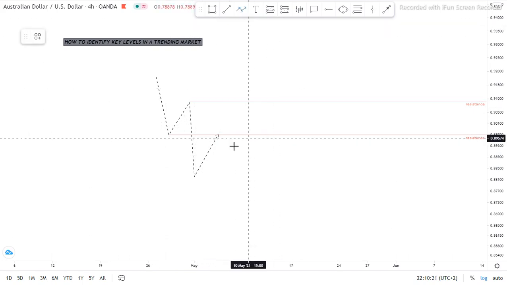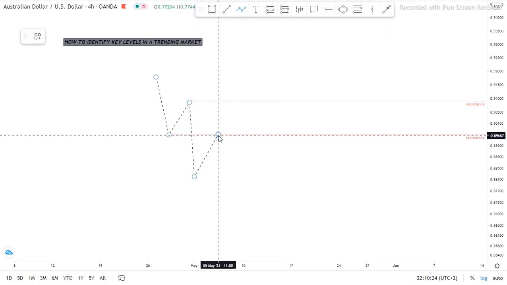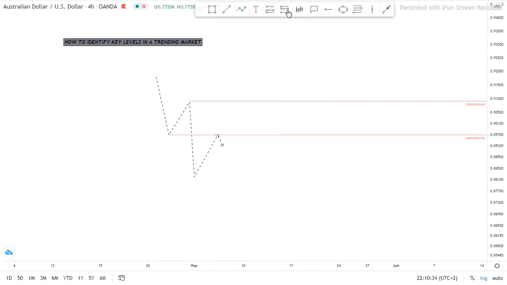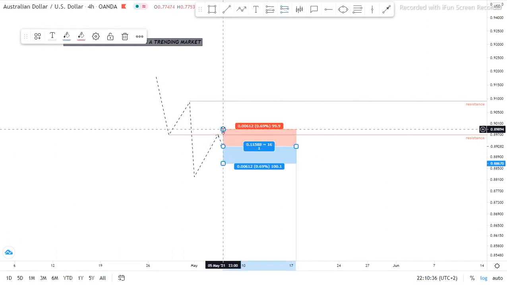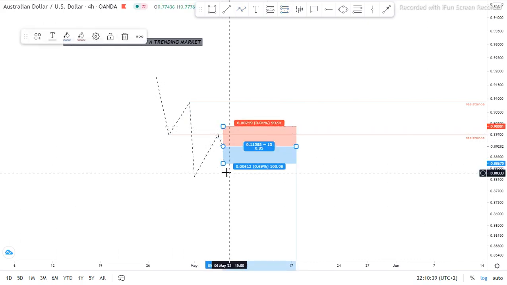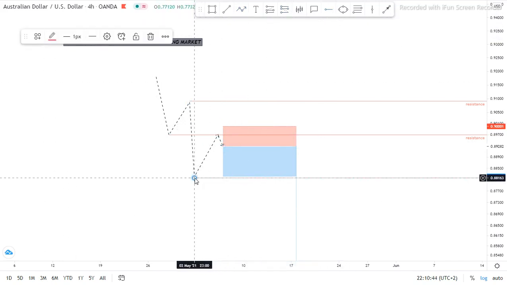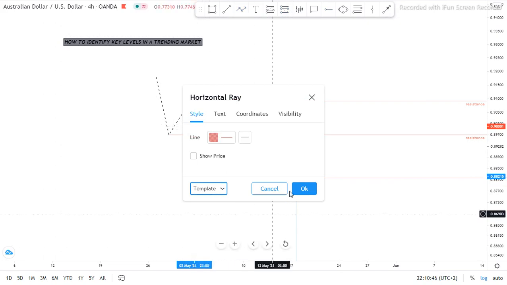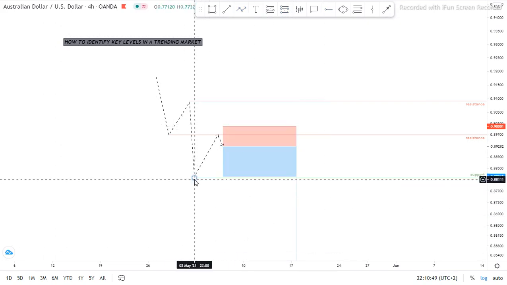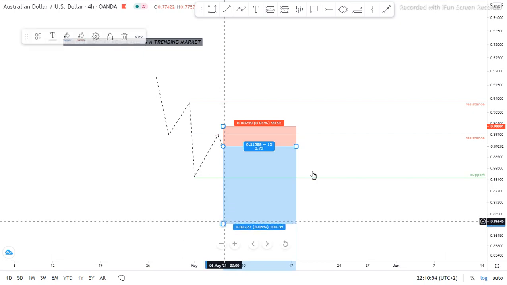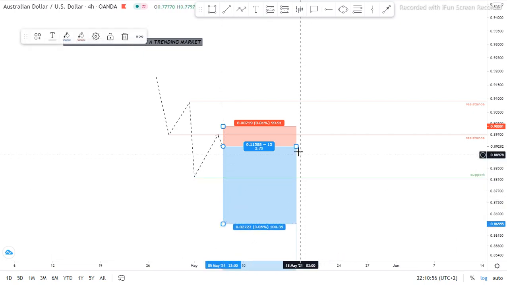So same thing: as price is moving in for a retest, we simply wait for retest into our key level and a momentum shift, this time to the downside. Once we get our momentum shift, then we simply go for our short orders. Stop loss anywhere above the key level. First take profit would be at our support, which is our lower low, right? And then second take profit would be anywhere below our support.